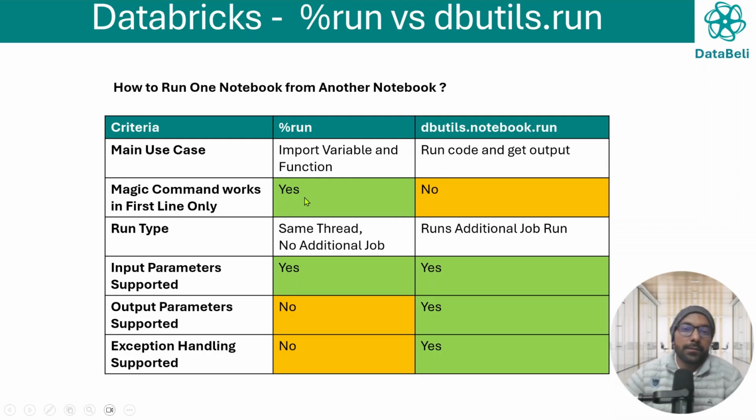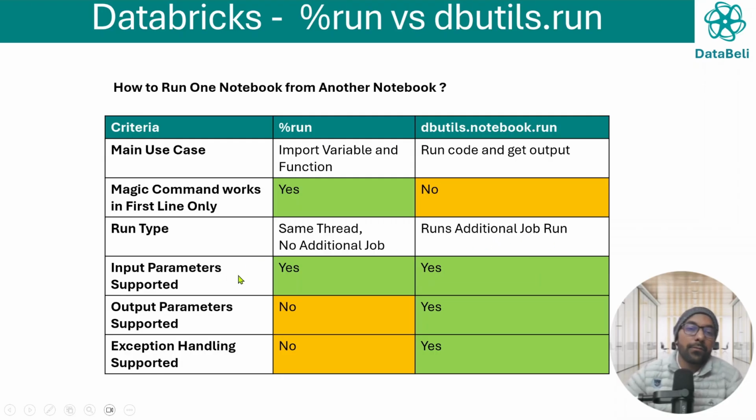And %run is a magic command, so it always has to be the first line if we want to use it. And dbutils.notebook.run is not a magic command, so we can use it programmatically with dynamic things wherever we want. If we are using %run, it runs in the same thread and does not trigger an additional job. Whereas if we run it using notebook.run, it will trigger a separate run, that job will complete, and then we can get the output out of that.